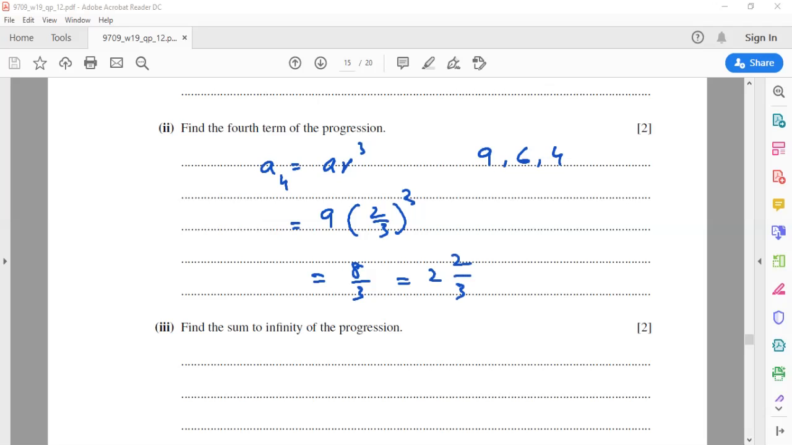Now find the sum to infinity. So S infinity equals a over 1 minus r. Our a is 9, over 1 minus 2 over 3. And by placing this in the calculator, we get 27. That's all for the questions from 5 to 8.